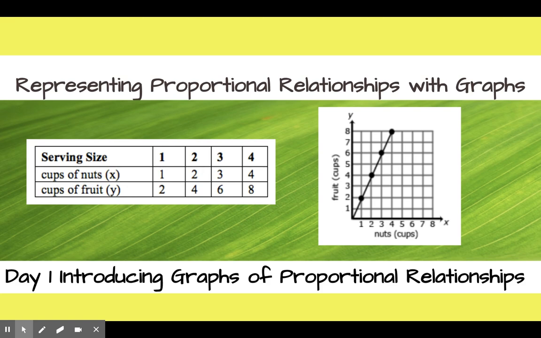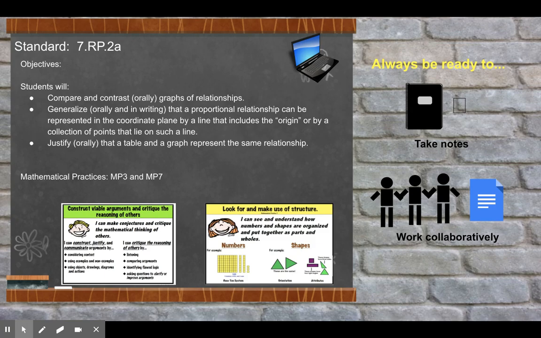So we're going to begin talking about representing proportional relationships with graphs. We work with tables, equations, now we're working with graphs. So day one, introducing graphs of proportional relationships. Today our standard is 7.RP.2a. Our objectives are students will compare and contrast graphs of relationships, generalize that a proportional relationship can be represented in the coordinate plane by a line that includes the origin or by a collection of points that lie on such a line. We're also going to justify that a table and a graph represent the same relationship.